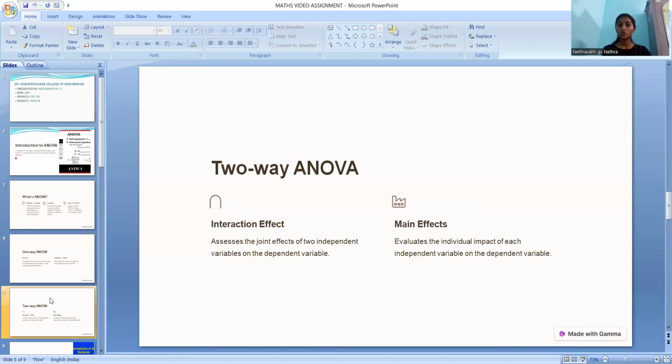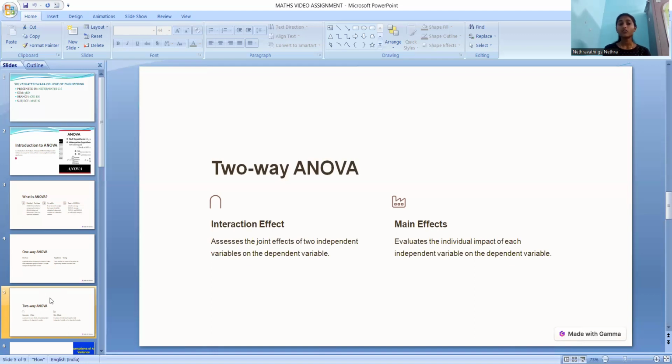And the next is two-way ANOVA. Interaction effects are about assessing the joint effect of two independent variables on a dependent variable. It consists of both row-wise and column-wise variables. In one-way ANOVA, it is either row-wise or column-wise, but in two-way ANOVA, it is both row-wise and column-wise.